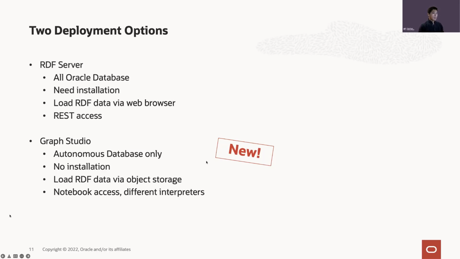At the same time, we have a new feature, Graph Studio, which is a built-in feature of Autonomous Database. So you don't need any installation. You can load the RDF data using object storage, and you can access and run SPARQL queries on top of a notebook. And you can also use different interpreters for Java and Python to manipulate the data.